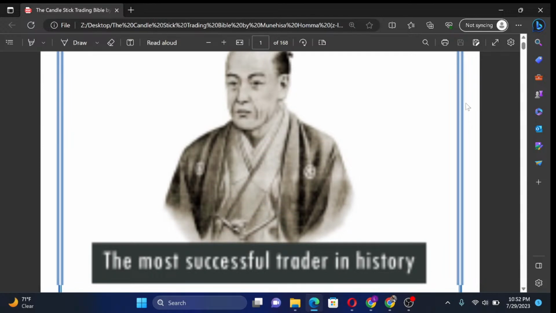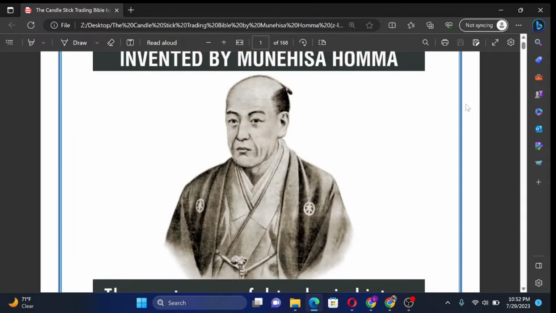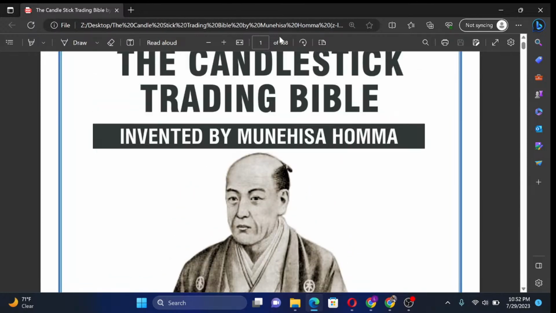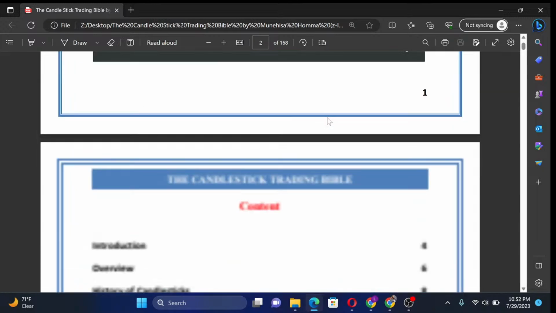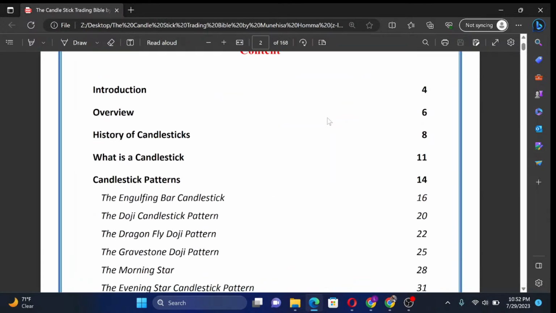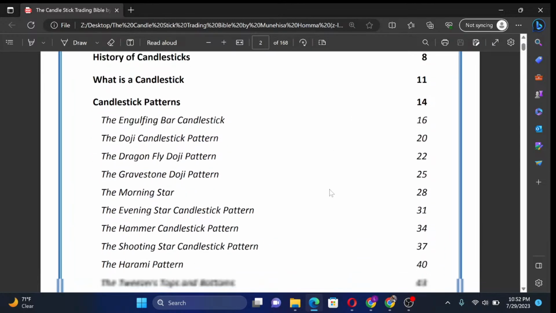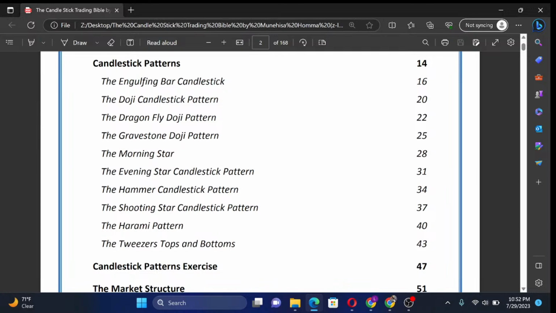I read this book. It has 168 pages, as you can see right here. They are big pages, and this book is the introduction for every Forex trader. If you are new to the game, you need to read this book. Introduction 4 pages, overview 6 pages. Let's go to what is the candlestick. That is number 11. So let's go to number 11.